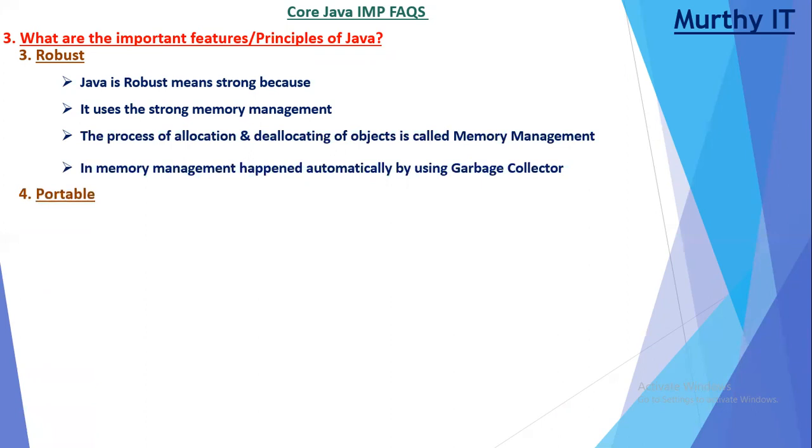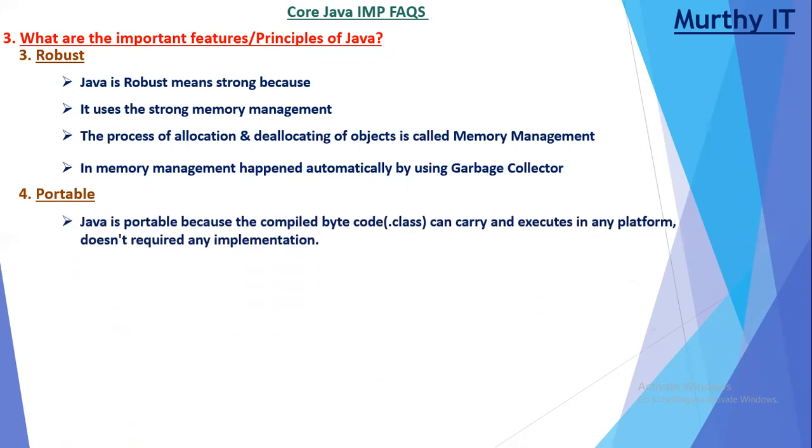So what do you mean by portable? Our dot class file we can carry to any platform, any system. To run that dot class file, no implementation is required. The compiled code can be carried and executed on any platform. So it is portable. Portable means you can carry our dot class file anywhere.